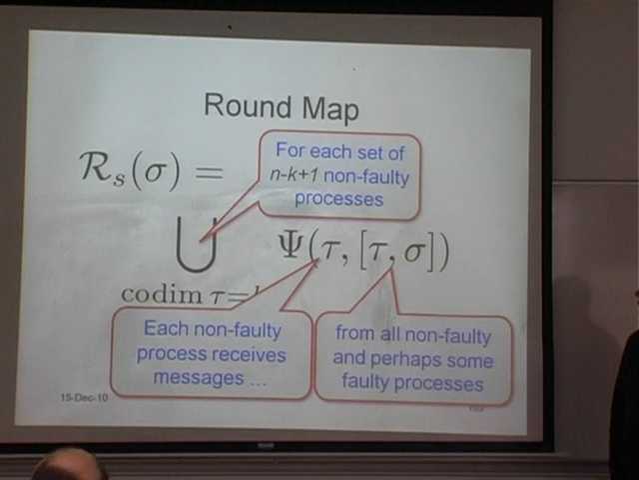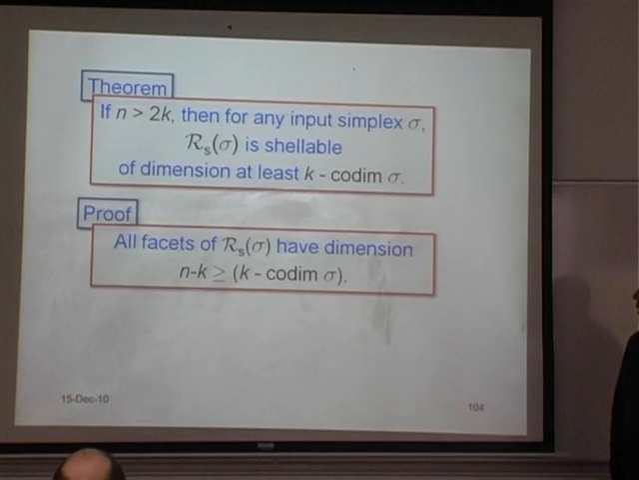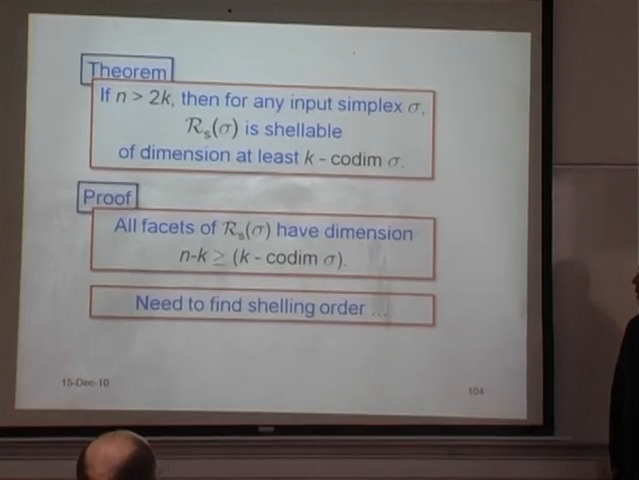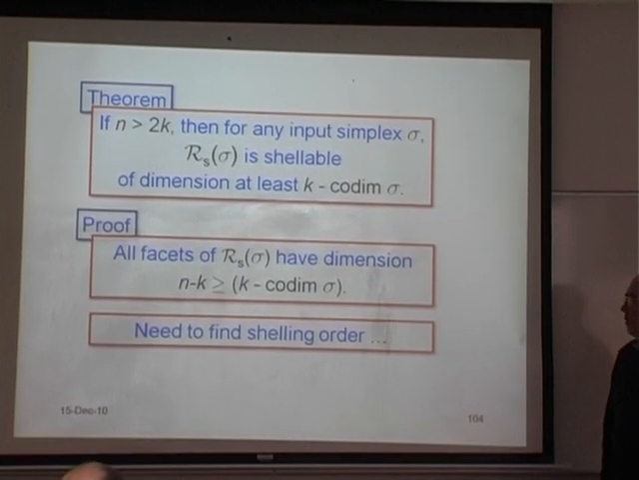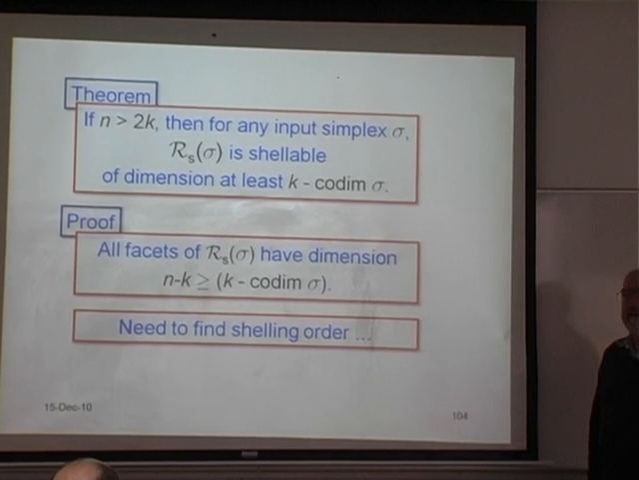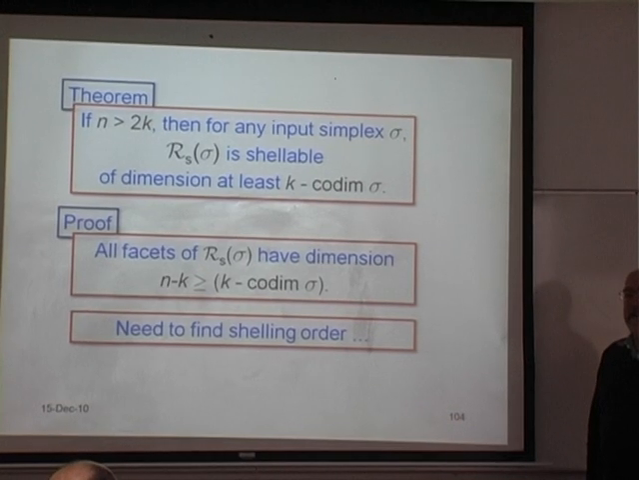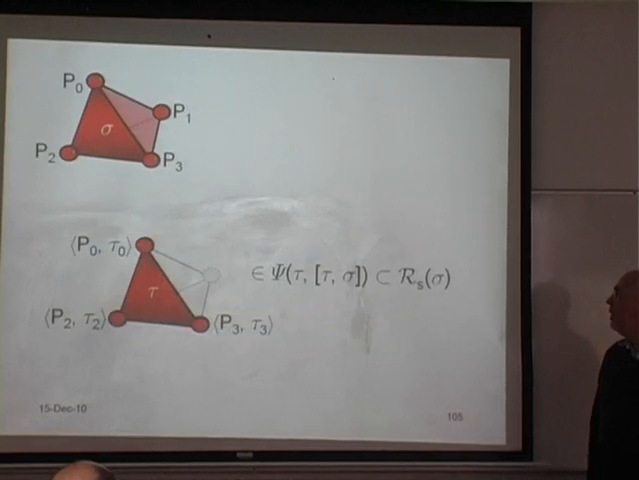Okay, so we're going to show that this union of pseudospheres is shellable. The dimension part is necessary but basically trivial. So what we need to do now is find our shelling order. We know that a single pseudosphere is shellable, but we don't know much about the unions.